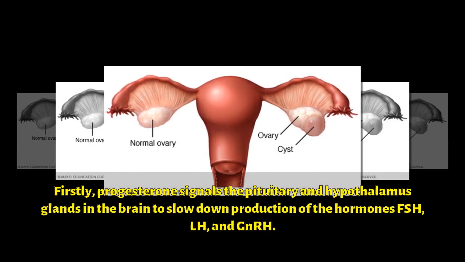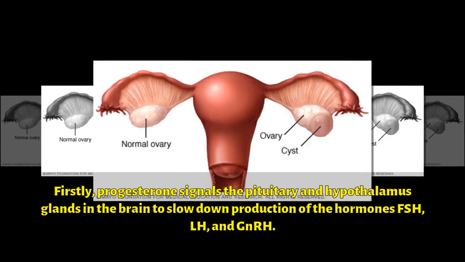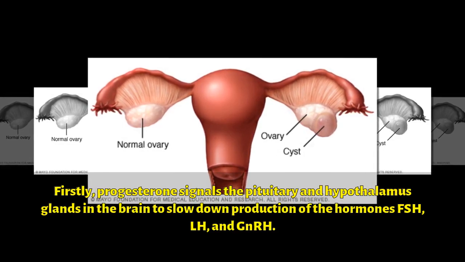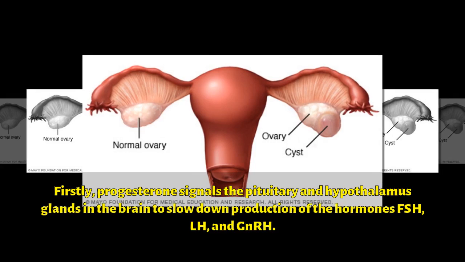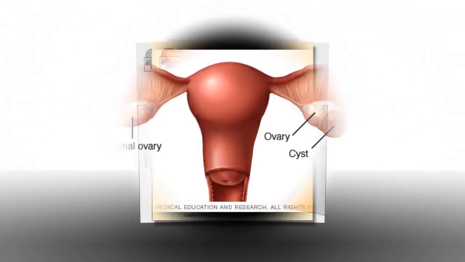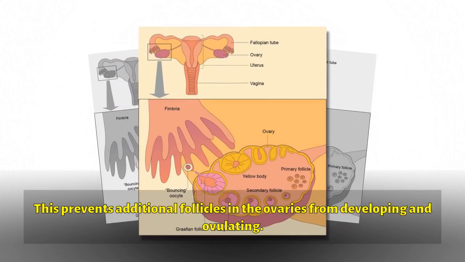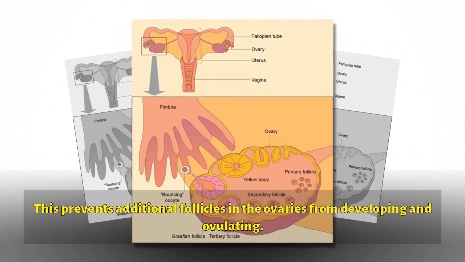Firstly, progesterone signals the pituitary and hypothalamus glands in the brain to slow down production of the hormones FSH, LH, and GnRH. This prevents additional follicles in the ovaries from developing and ovulating.